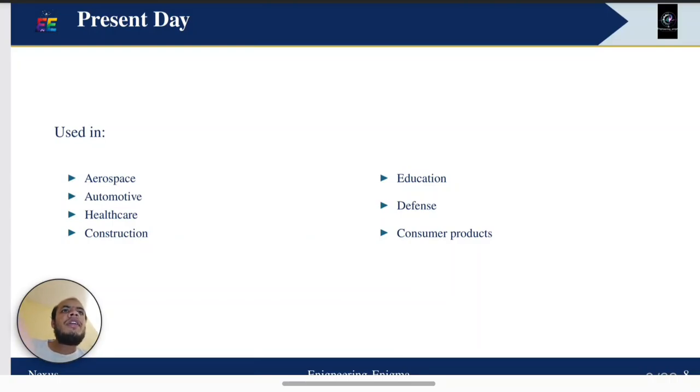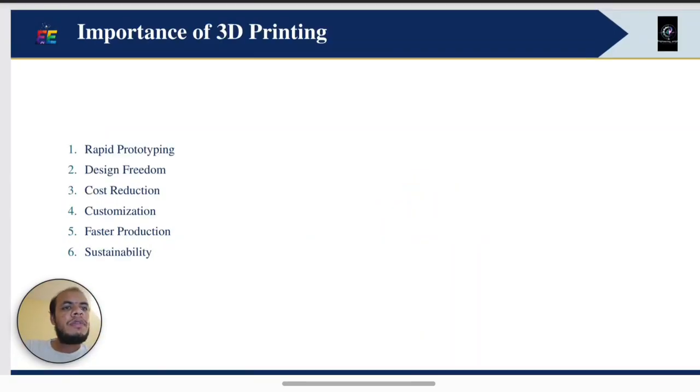Construction companies use it for building houses. Educational institutes use it for projects and learning. Defense organizations use it for specialized equipment because of its flexibility. So 3D printing became an important manufacturing method today.